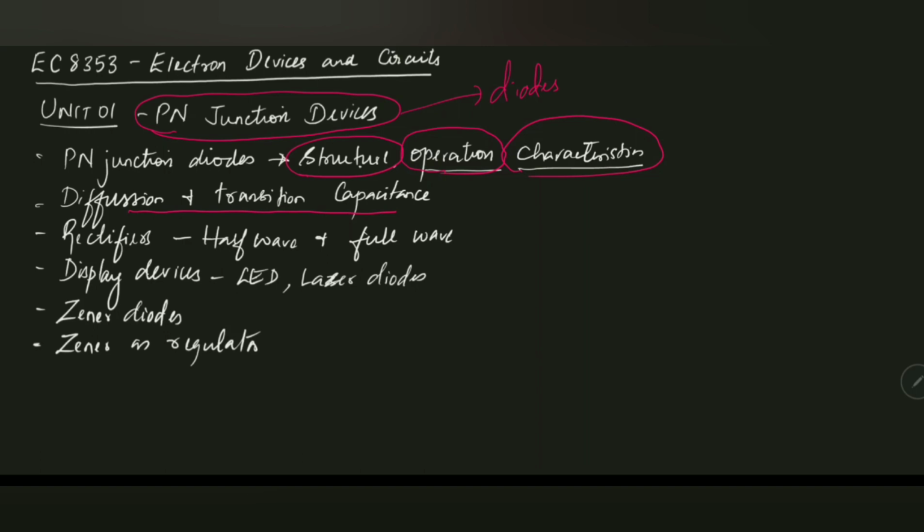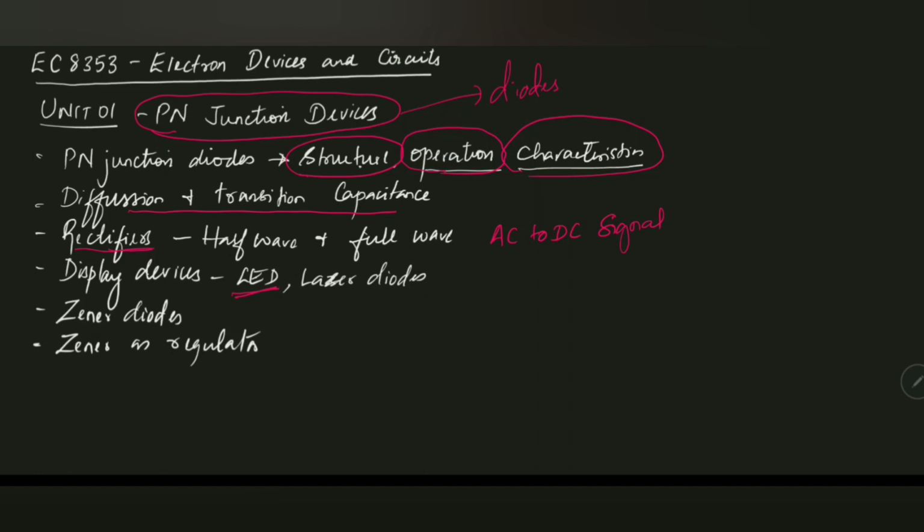And rectifiers, the next topic, is one of the applications of the diodes. Rectifiers convert your AC to a DC signal. We will see how these diodes help the AC signal convert to a DC, followed by display devices like light emitting diodes, which are called LEDs, and the laser diodes. The next important family of the diodes is the Zener diodes.